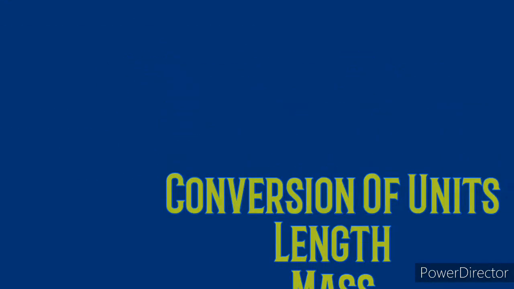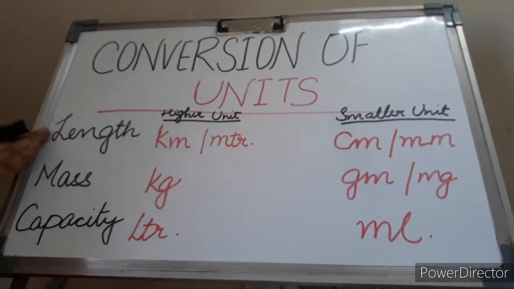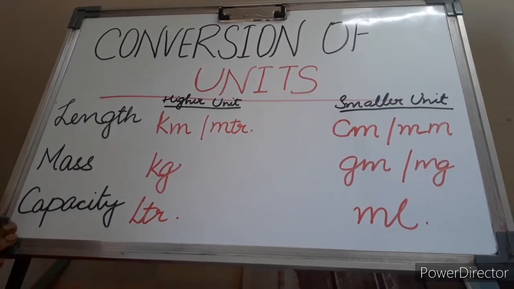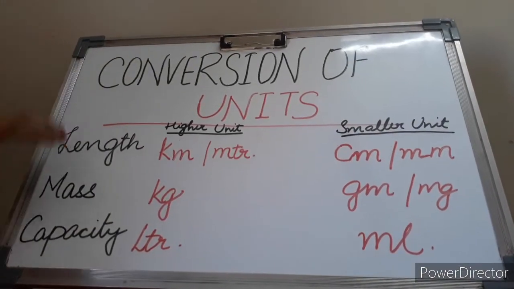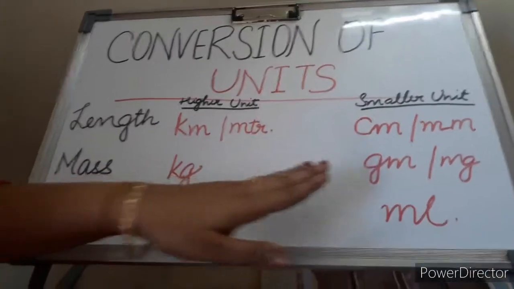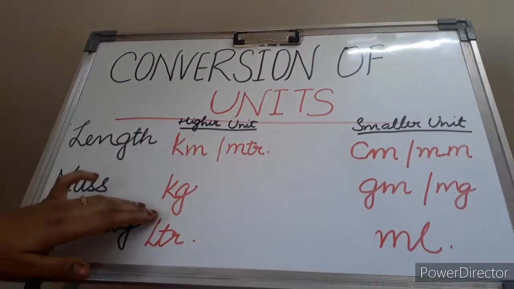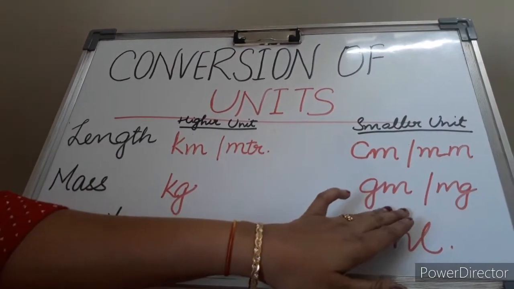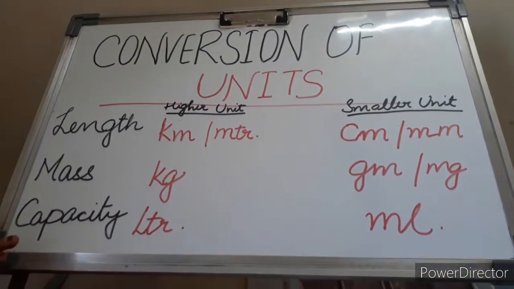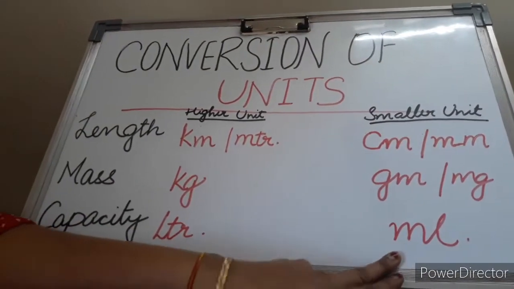Today we will learn about how to convert the units. We know already about length, mass and capacity. For that there are units. For length we know the higher unit is kilometer or meter. The smaller unit is centimeter or millimeter. For mass it is kilogram and the smaller unit is gram or milligram. And for capacity, the higher unit is liter and the smaller is milliliter.